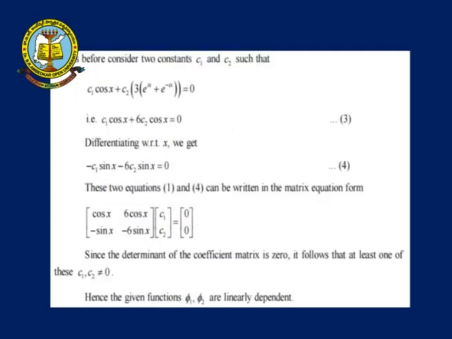Now similarly I will use the second equation, c1 φ1(x) plus c2 φ2(x) equal to 0. Now I take the differentiation and solve both, then c1 and c2 are not equal to 0. So I can decide it is linearly dependent.